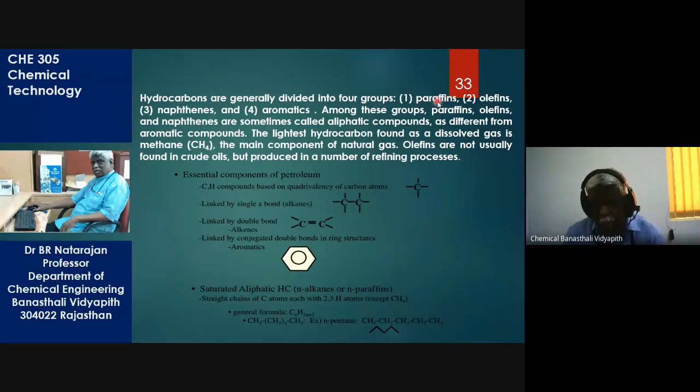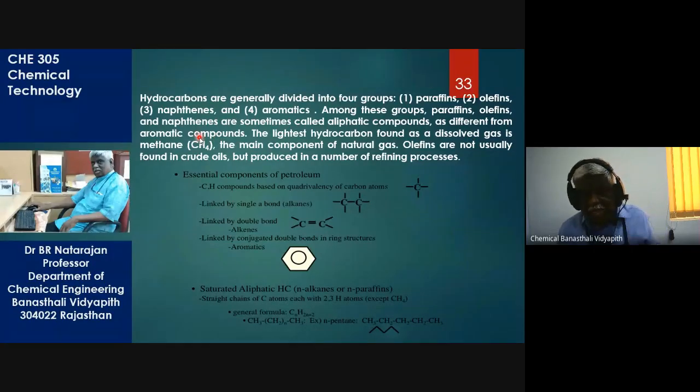Hydrocarbons may be paraffin, olefin. Paraffins are aliphatic saturated compounds. Olefins are unsaturated compounds. Naphthenes are cyclic compounds. Aromatics are benzene-like. Right, remember, that is not the same as cyclic. Aromatics are different from cyclic. Cyclohexane is different from benzene. Among these groups, paraffins, olefins, and naphthenes are called aliphatic, as different from aromatic, benzene and company.